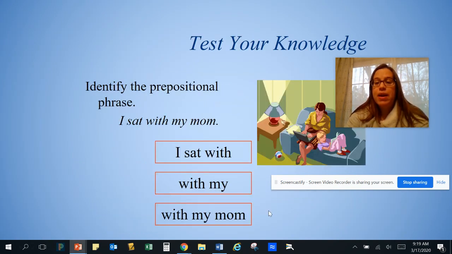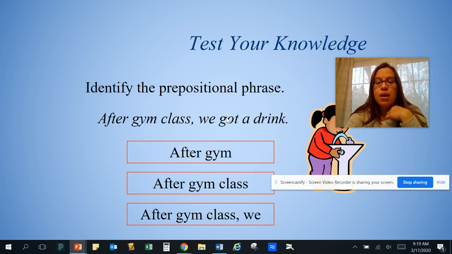So get your paper and pen out. We're going to do some practice. Identify the prepositional phrase. I sat with my mom. Go ahead, pause the video, write down the phrase. And the correct answer is with my mom. With my mom is the prepositional phrase. With is the preposition. Mom is the object. After gym class, we got a drink. Go ahead and pause the video and write down the prepositional phrase. And the phrase is after gym class.